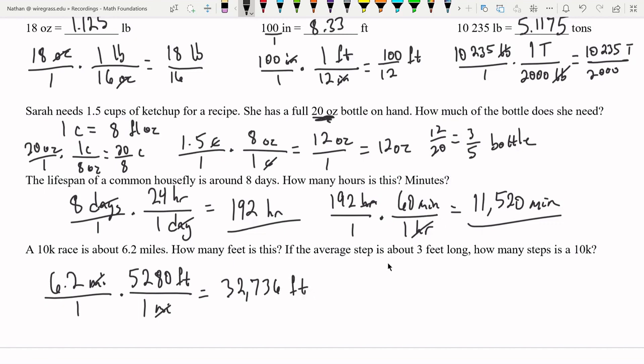And it says the average step is about 3 feet long. How many steps is a 10K? So if this is how many feet it is, what's being said here is that the average step is 3 feet long. In other words, 1 step is 3 feet. This is a unit conversion.